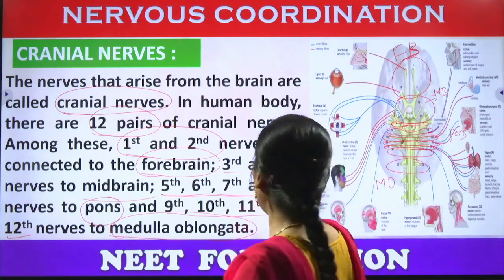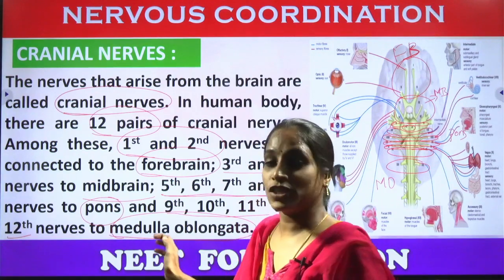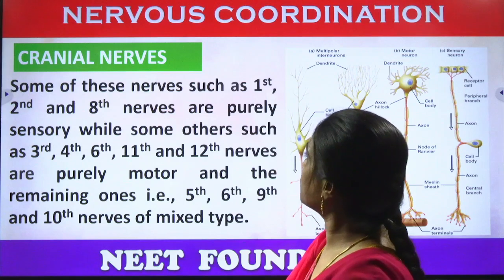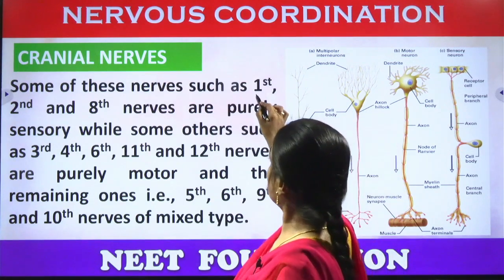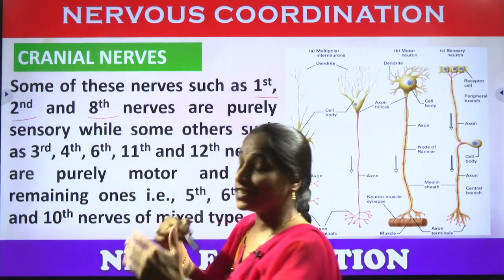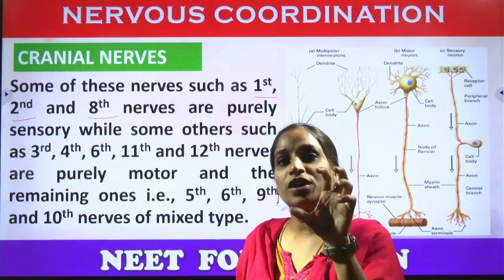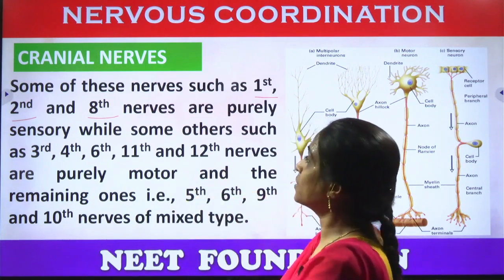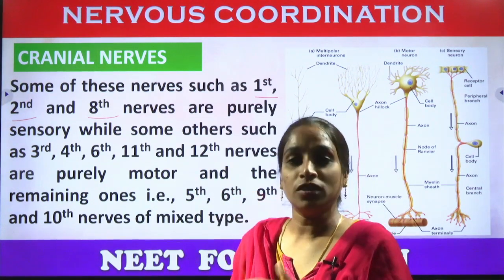Okay, hope you all understood. Let's go to the next concept. The continuation concept concerns some of these nerves, such as first, second and eighth. Previously we discussed their location, where they arise from. In this slide we are going to discuss what kind of nerves they are.